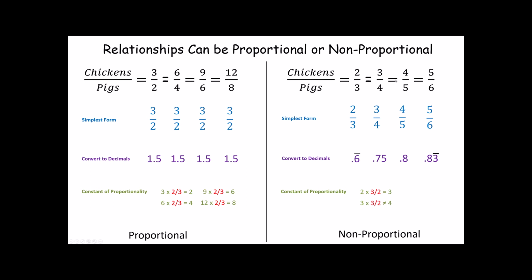If I take 4/5, take the top number times 3/2, it is not equal to 5. It's actually equal to 12/2, which is 6. And on the last one, 5 times 3/2 is not equal to 6. 5 times 3/2 is 15/2, which is 7.5. Notice 3 different ways that we can tell that these are proportional and that these are not.